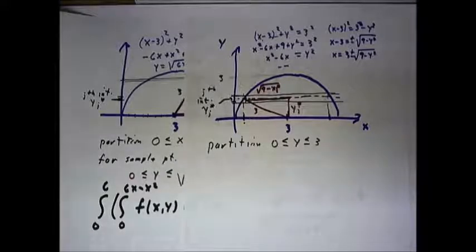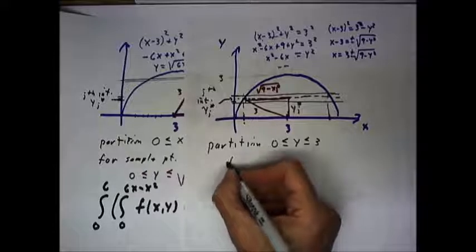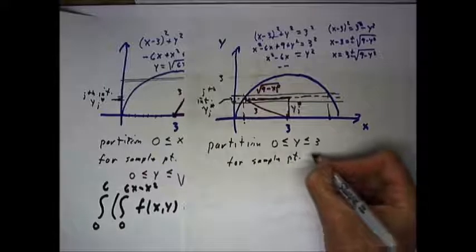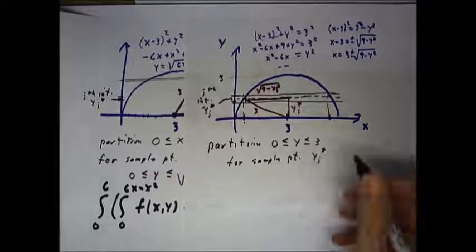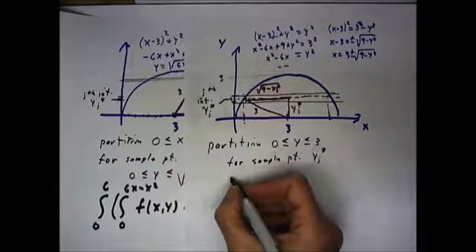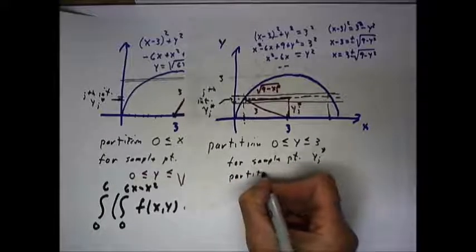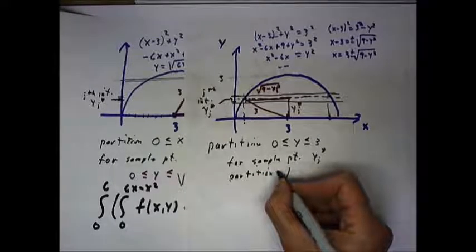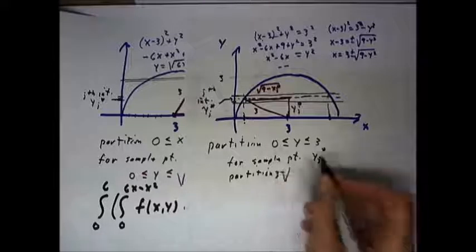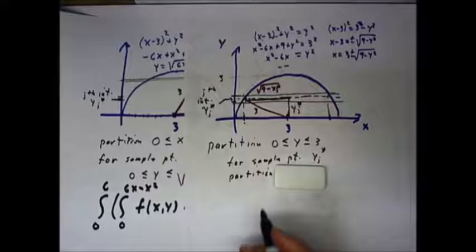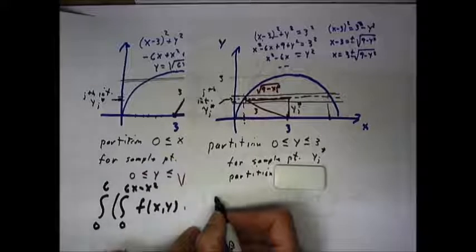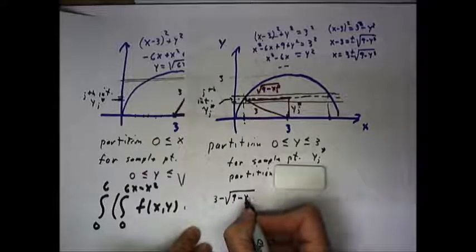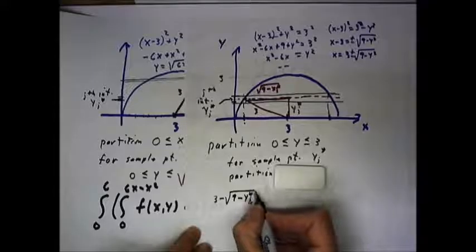In any case, what we end up with is that for sample point yj star, we have to partition the interval 3 minus, well, hang on a minute. Okay, I've just blocked that with the domino, but the interval 3 minus the square root of 9 minus yj star squared.